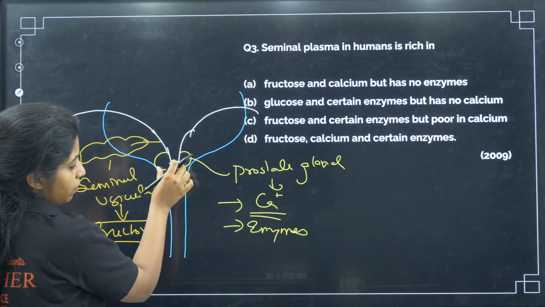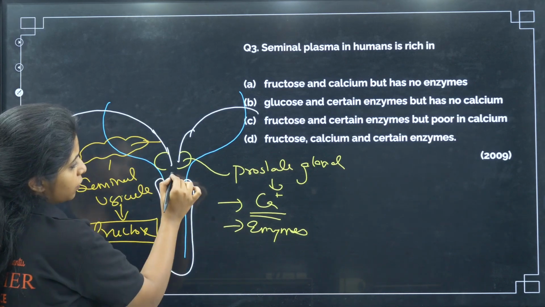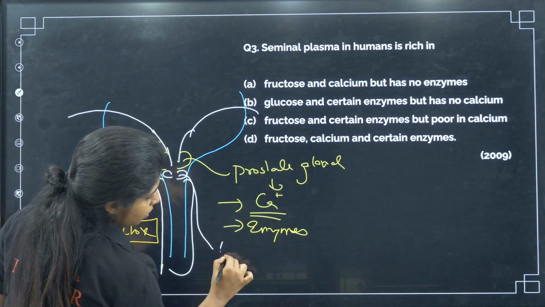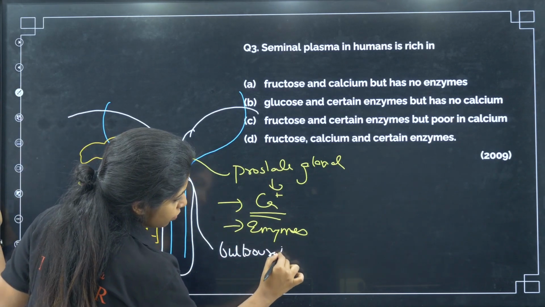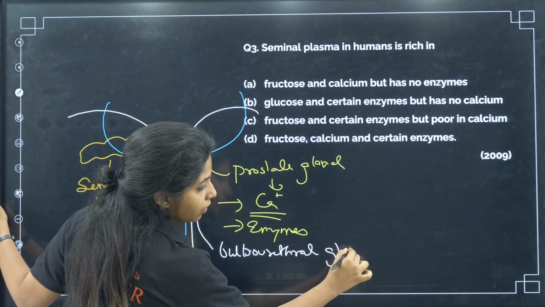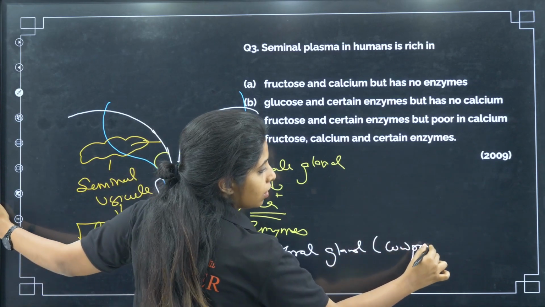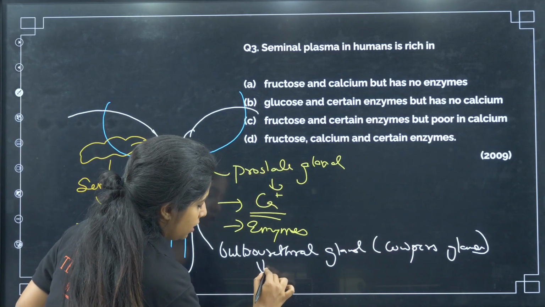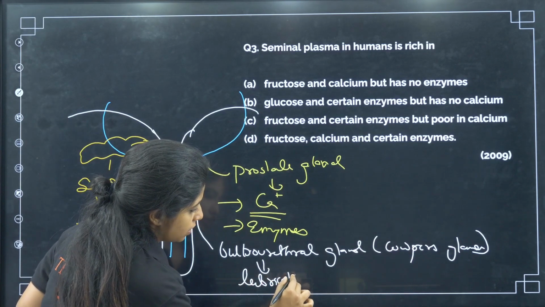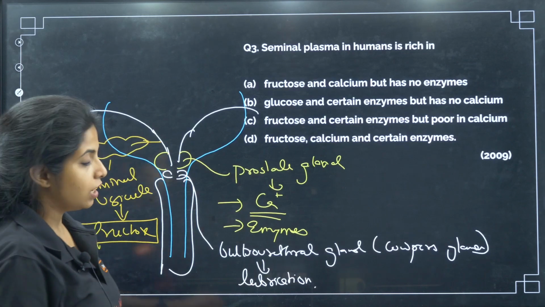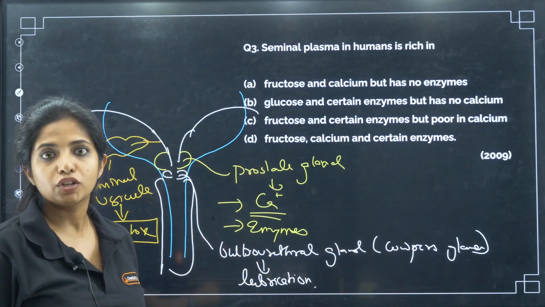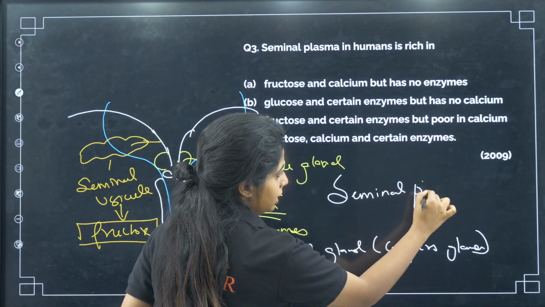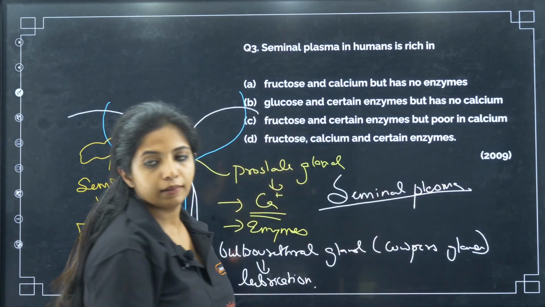So over here, my dear children, before it enters into the penis area, at this particular position there are small bulb-like glands which are known as bulbourethral gland, or you also call it Cowper's gland. And what exactly happens over here? They help in lubrication. Now all these secretions, my dear children, together will be known as seminal plasma.